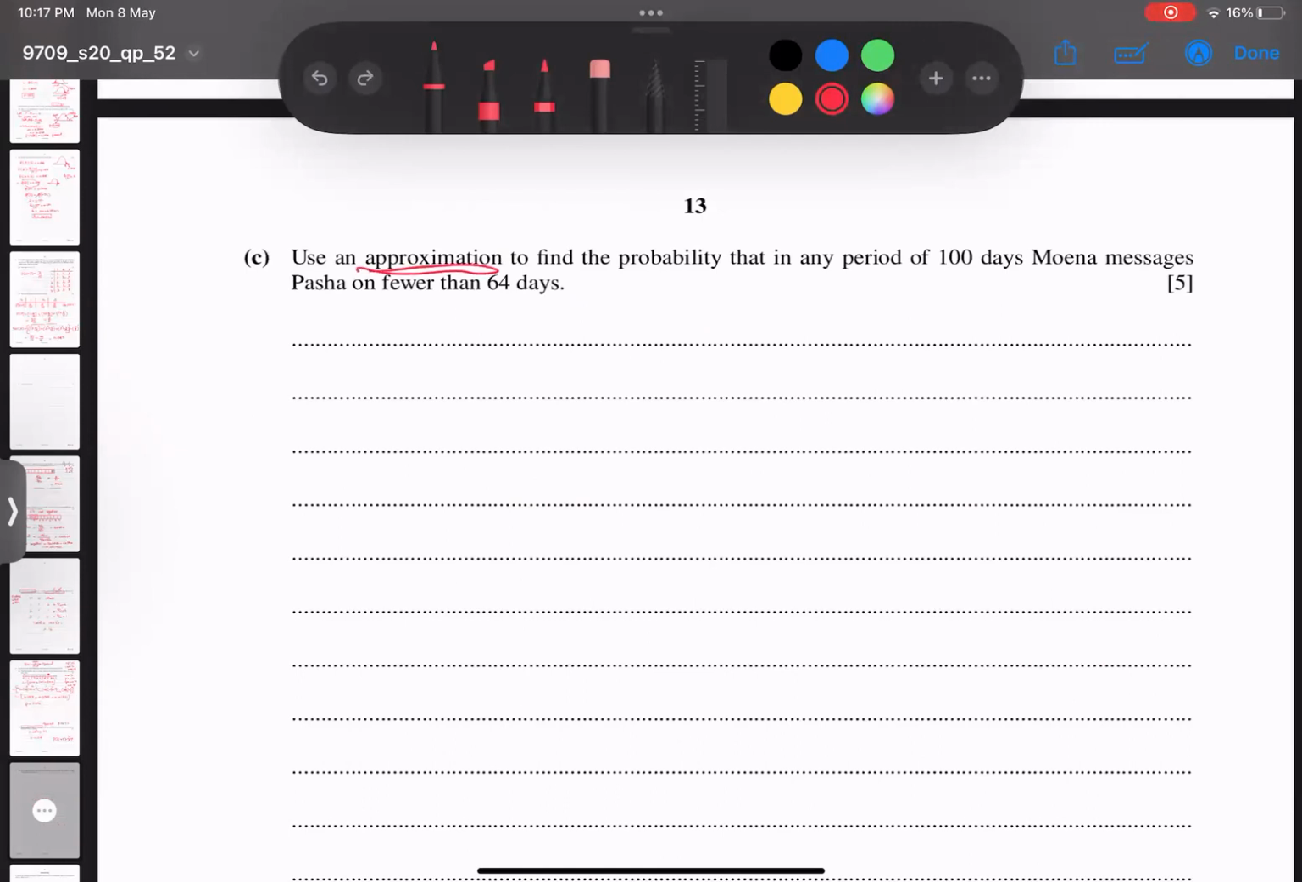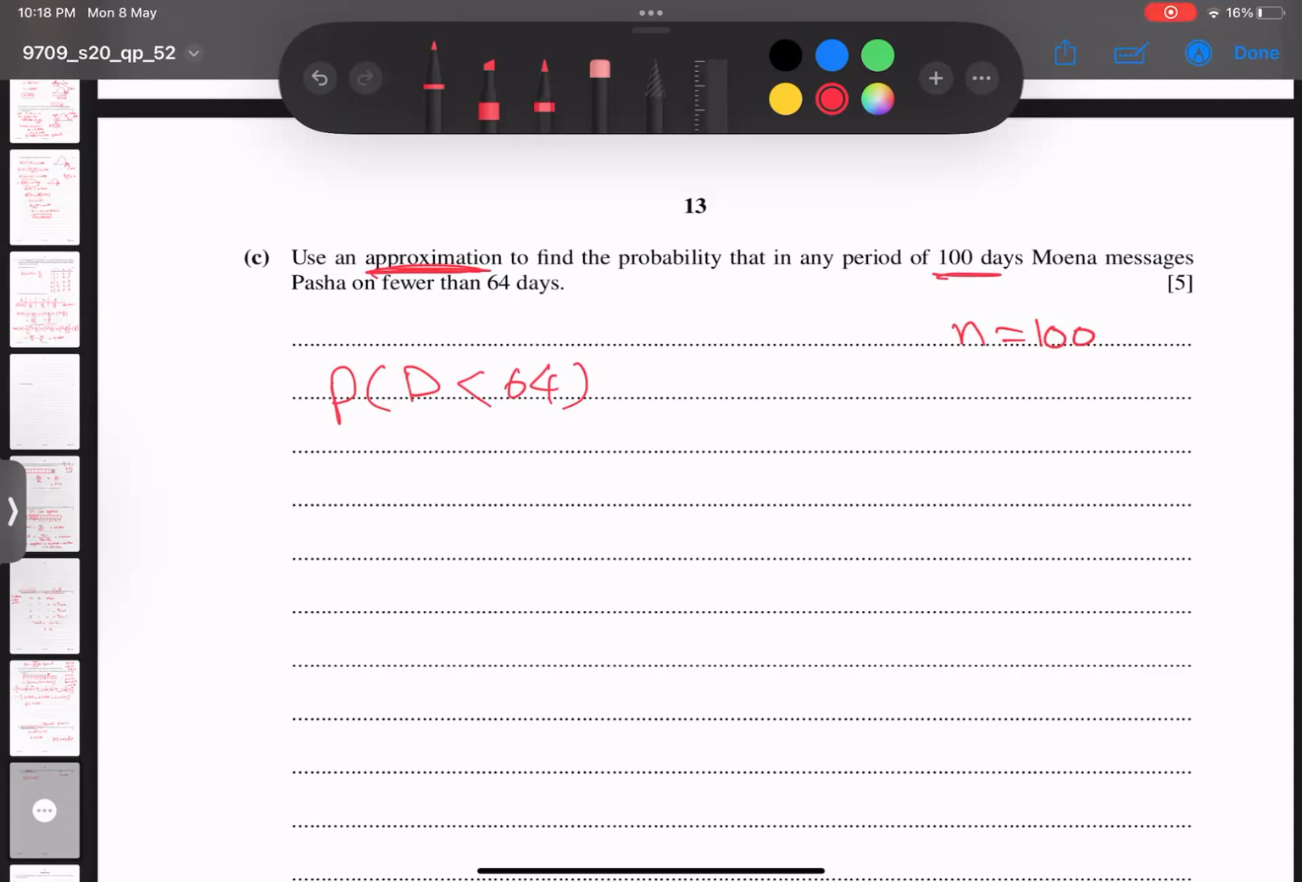Use an approximation. This is a concept which I discussed before. Whenever the sample is very huge, use approximation to find the probability that in a sample of 100 days, fewer than 64 days. So fewer than 64 days. Okay, so let's see how we can do it, students.